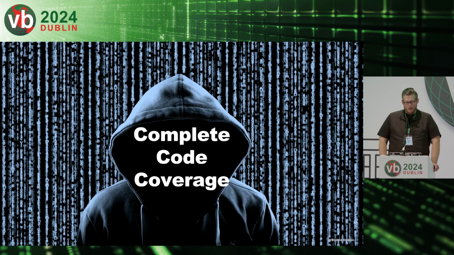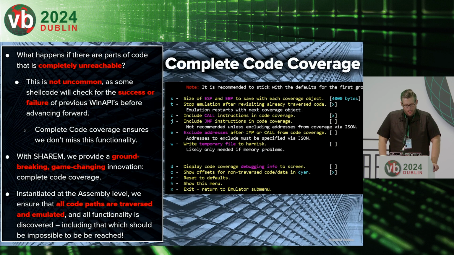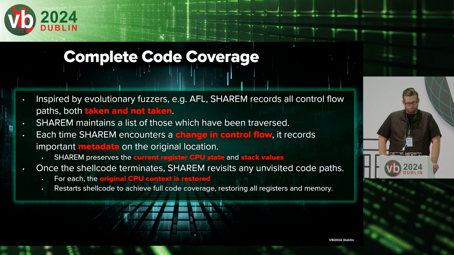So let's talk about complete code coverage. And so this is one of the most groundbreaking aspects of the tool, and what we mean by this is you have code that is completely unreachable for whatever reason. Can we reach it? Well, with this, we can. We absolutely can. So we ensure that all code paths are traversed and emulated, and so we can capture functionality that otherwise wouldn't be there. So we've added a lot of new particular features and options that you, the user, can select that weren't there previously.